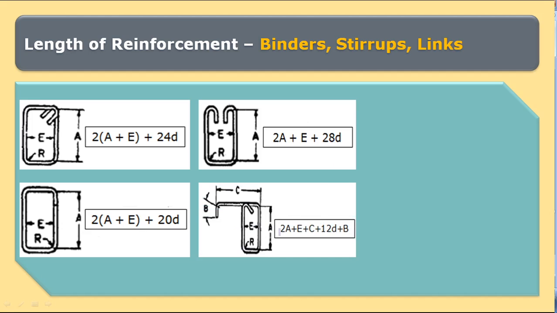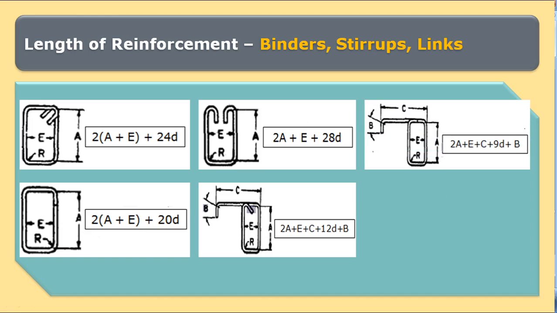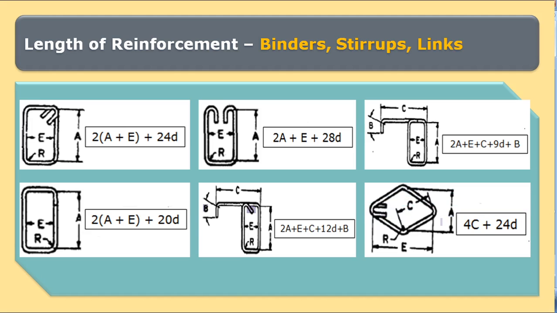For a stirrup with bend, the length of a single stirrup is equal to 2A plus E plus C plus 12D plus B. In this type of stirrup, we also have a bend and a hook. Whereas when we don't have a hook, the length of a single stirrup is equal to 2A plus E plus C plus 9D plus B. Similarly, for shaped stirrups, the length of a single stirrup would be 4C plus 24D.